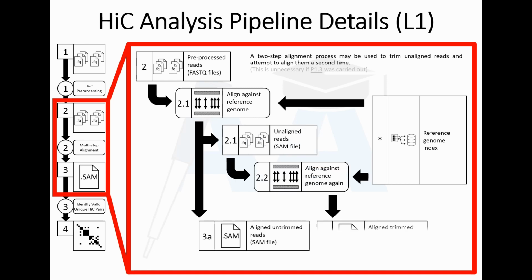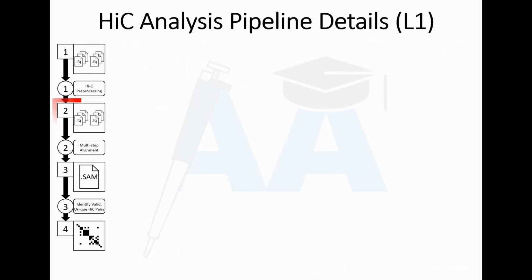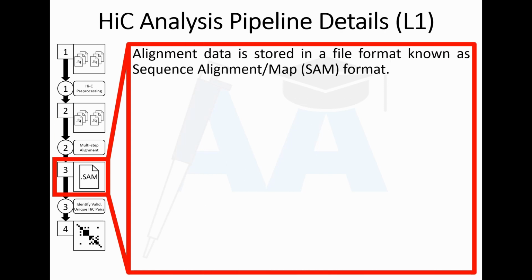Sometimes, the unaligned reads are aligned a second time after being trimmed. This is usually only done for HiC, which uses restriction enzymes to fragment the DNA, and in pipelines for such DNA in which restriction site trimming was not carried out during pre-processing. The mapping process produces a SAM file.